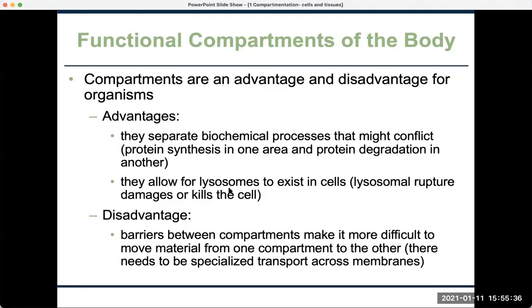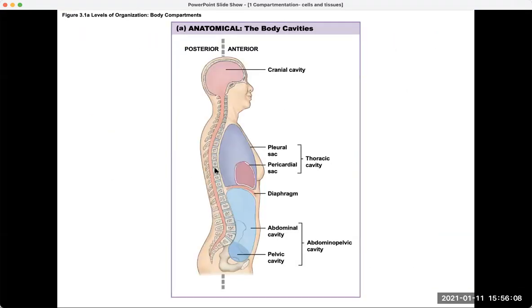Another advantage is that they allow for lysosomes to exist in the cells. Lysosomes, hopefully you remember, help with getting rid of damaged cells. That's really helpful for your body, to make sure that you have different areas that are going to clean up. Disadvantages: there are barriers, so it makes things more difficult to go from one place to another, but we have special transporters for this, I'm sure you remember.